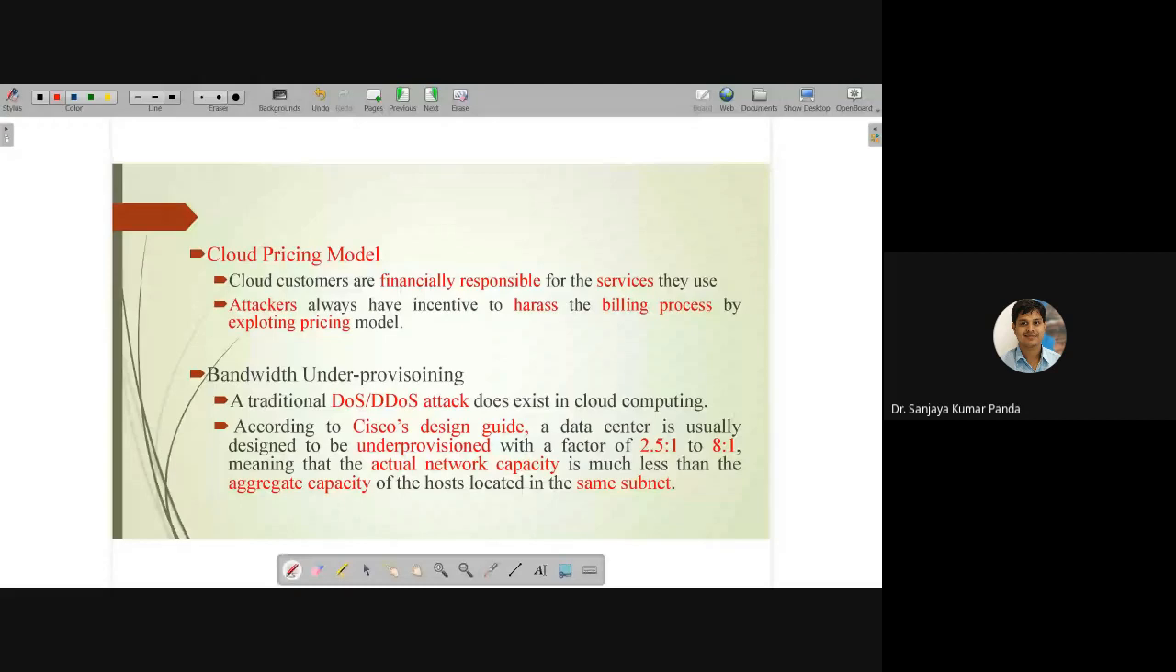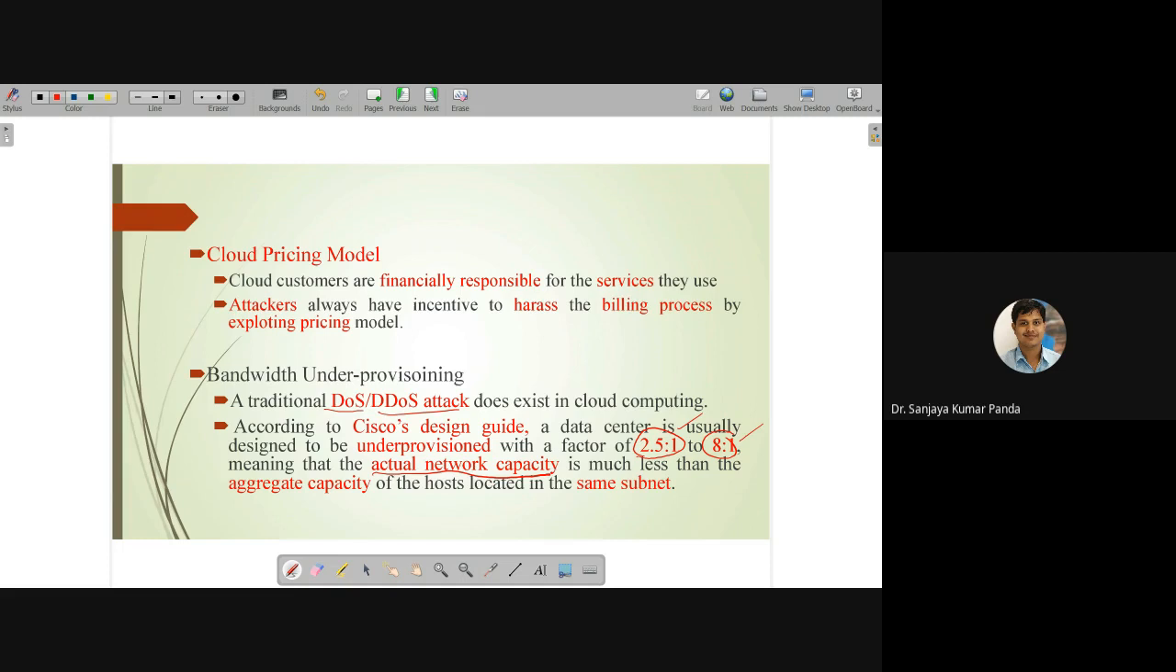I told you about bandwidth provisioning. If you launch a DoS or DDoS attack, these attacks are also applicable in cloud computing systems. If a single user is launching some attack from various places, we call that a distributed denial of service attack. It may cause a problem. According to the Cisco design guide, a data center is usually designed to be under provisioned with a factor of 2.5:1 to 8:1, meaning that the actual network capacity is much less than the aggregated capacity of the hosts located in the same subnet. That's why the factor is 2.5 to 1 or 8 to 1.